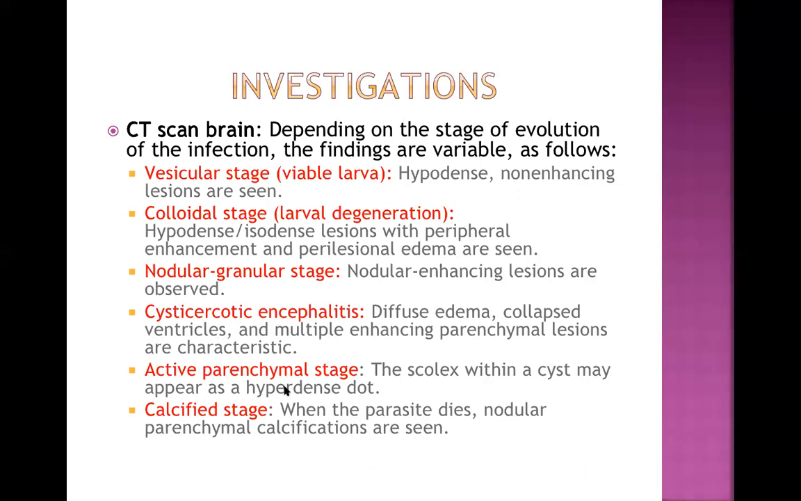Active parenchymal stage is another one, where even the scolex inside the cyst can be seen. Now the scolex is the part responsible for the growth of the organism. Remember, it appears as a hyperdense dot inside the cyst. And one more is the calcified stage, when the parasite dies, calcification occurs. So these are the different findings which can be seen by CT scan of the brain.